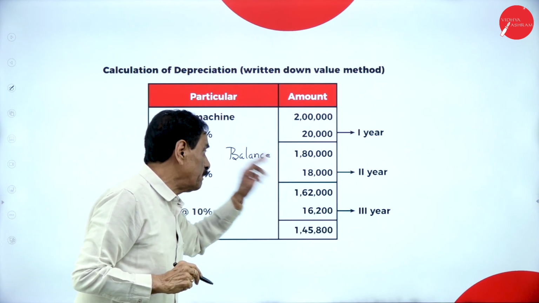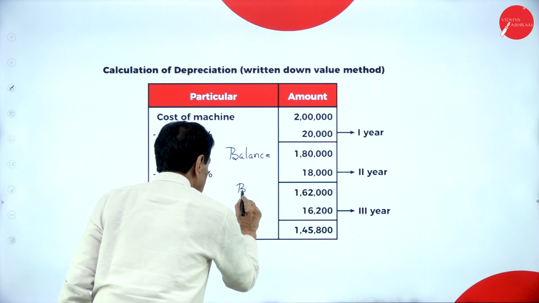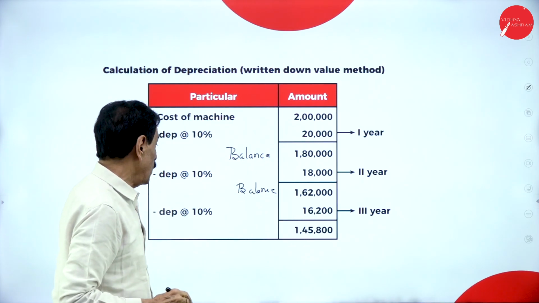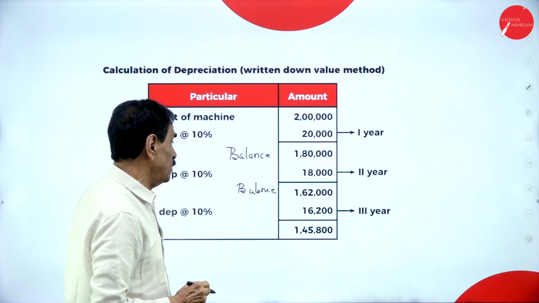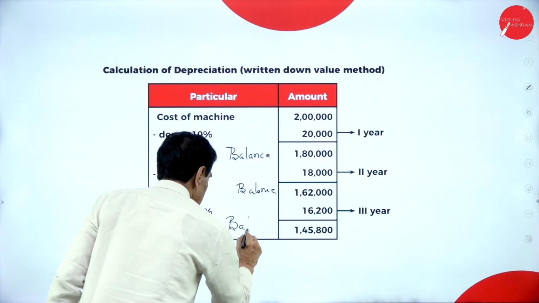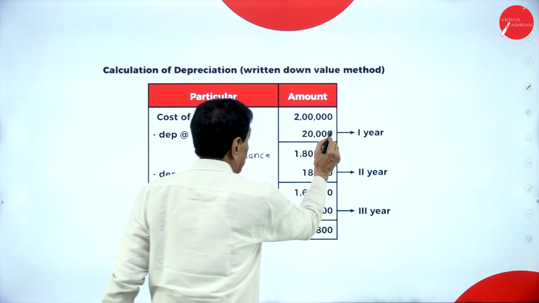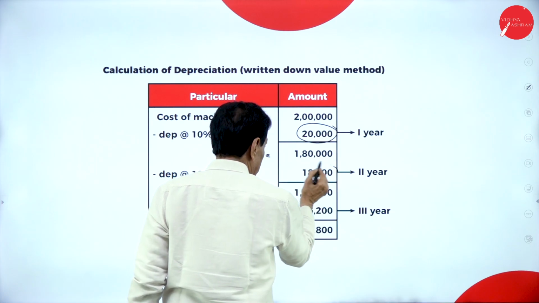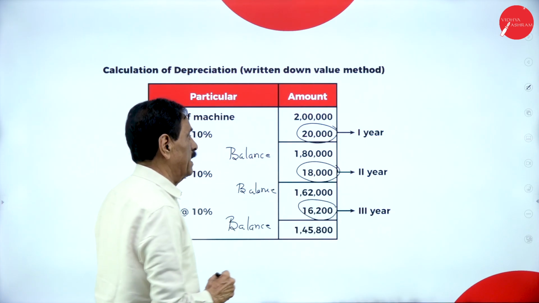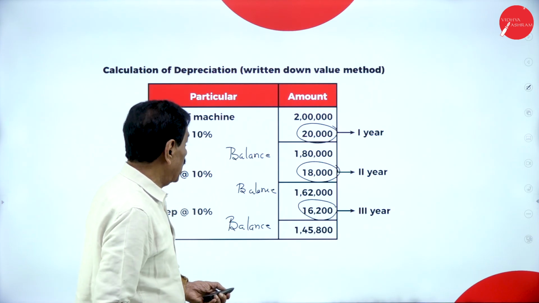$1,80,000. On this 10% is 18,000 for the second year. Once again, the balance is 1,62,000. 10% is 16,200. This is your balance at the end of the third year. So first year depreciation 20,000, second year depreciation 18,000, third year depreciation 16,200. It will go for 3 years. Now we'll move on to the journal entry.